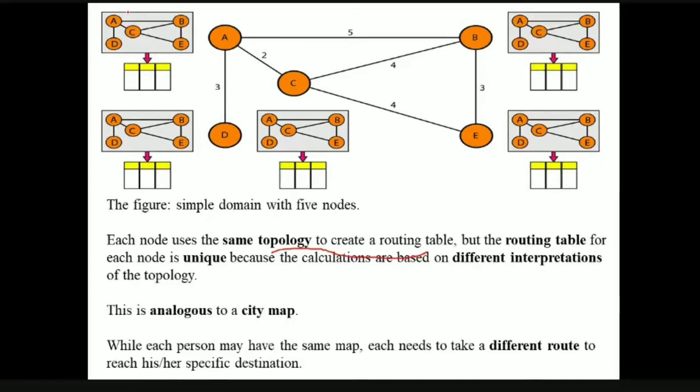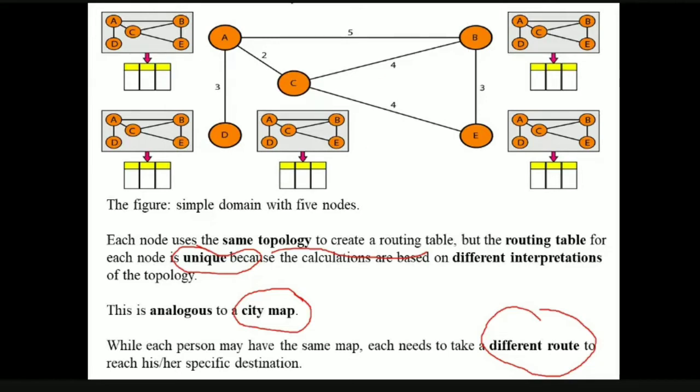One person may be at MVP colony, the other person may be at Pedawal, and another person may be at Adarsh Nagar. So from that place to reach the destination, each has a unique route. The city map is the same, but depending upon the place where they are residing, every person will have a different shortest route to reach his or her destination. The map is the same, but based upon the location of the user, the route changes, because it always gives the shortest distance.